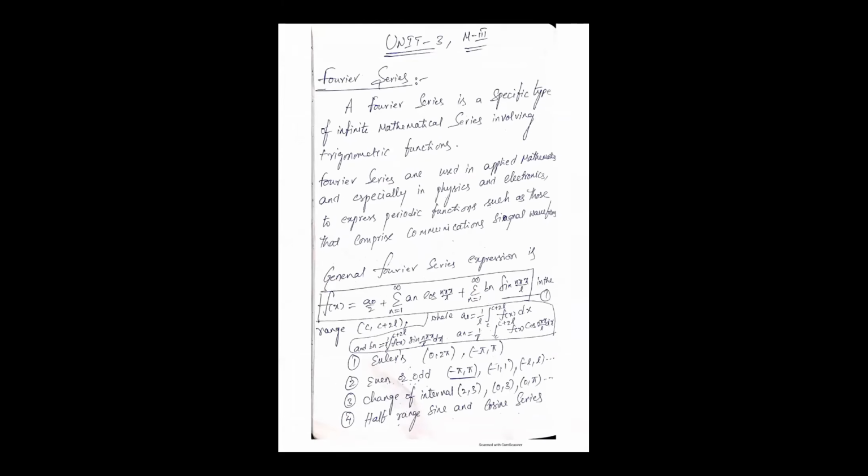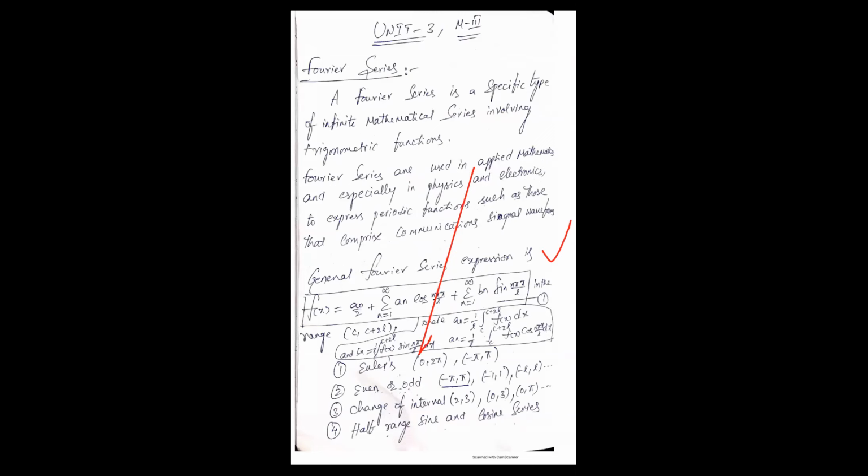Once again, I explain the basic formula. f of x equal to a naught by 2 plus sigma n equal to 1 to infinity an cos n pi x by L and bn sin n pi x by L. This is the basic formula of the Fourier series. We have to find out the values of a naught, an and bn.